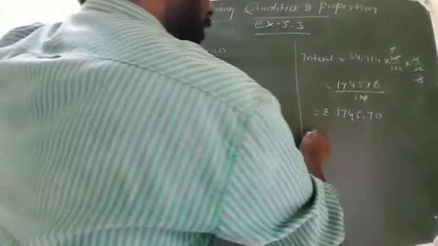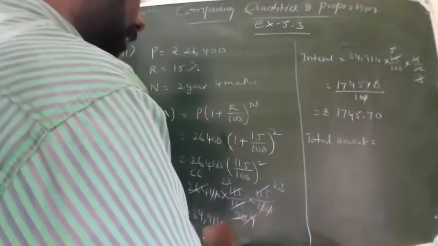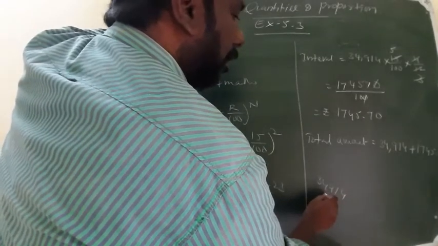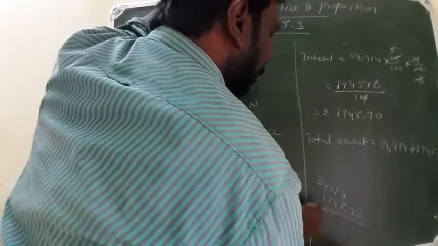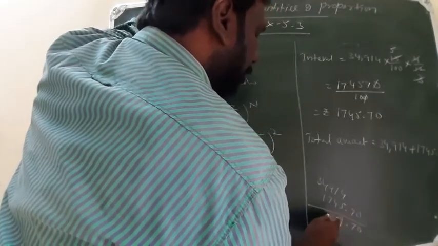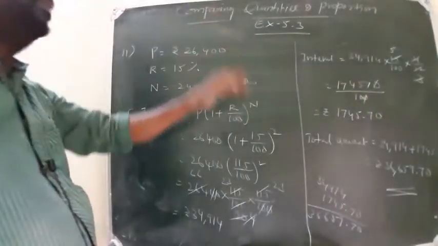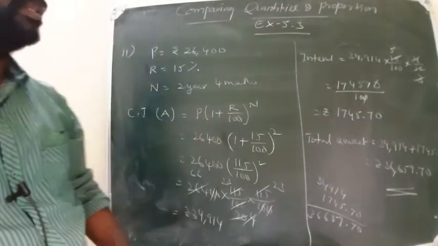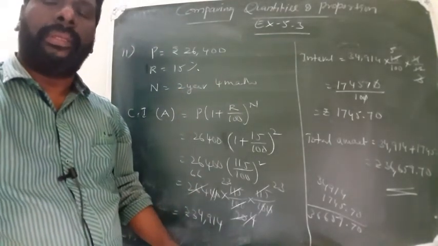So this should be added to that one. Total amount, that is 34,914 plus 1745.70. So 36,659.70 rupees. So this is the amount she has to pay for the loan after 2 years 4 months. Okay students, like that you have to do this problem. Okay students, thank you.